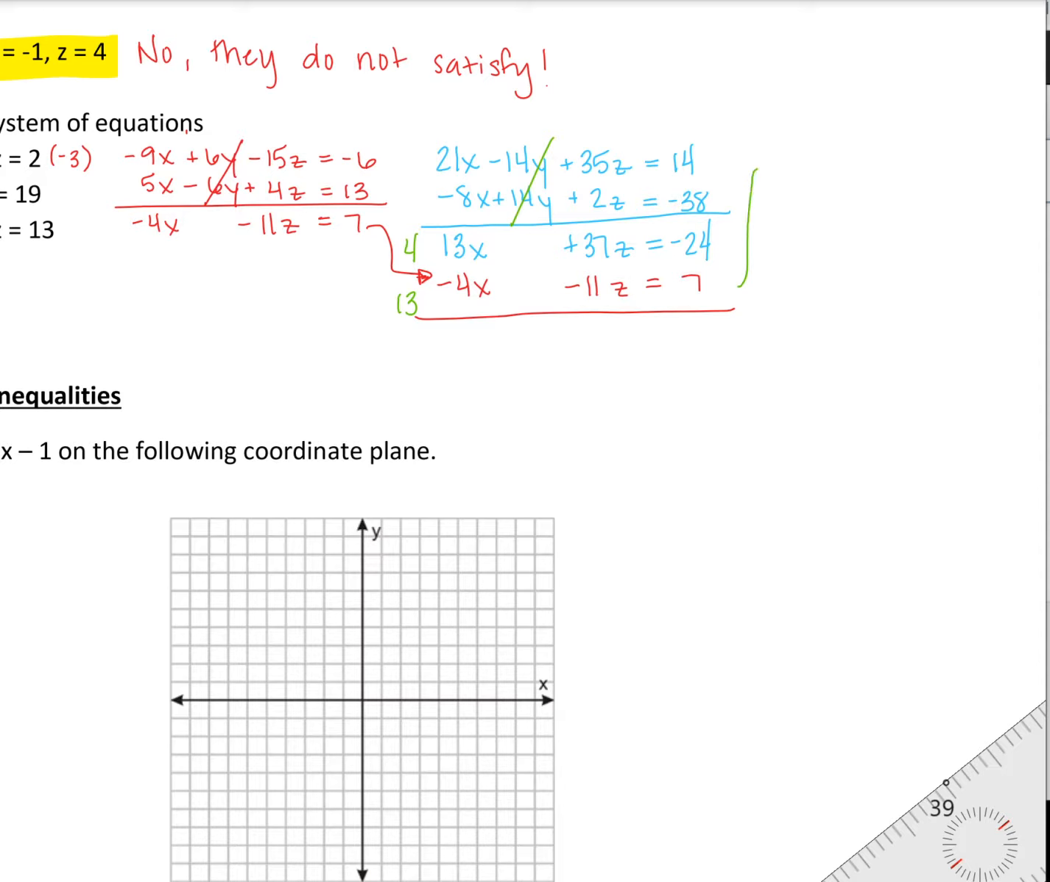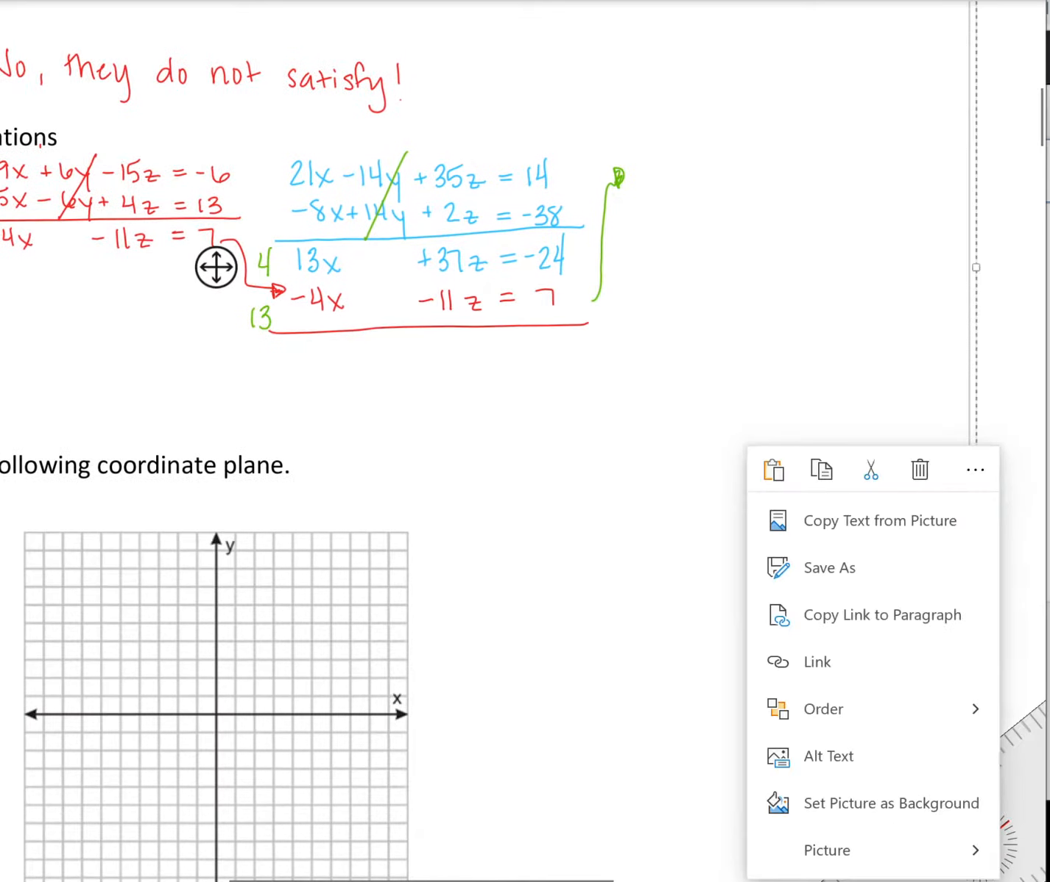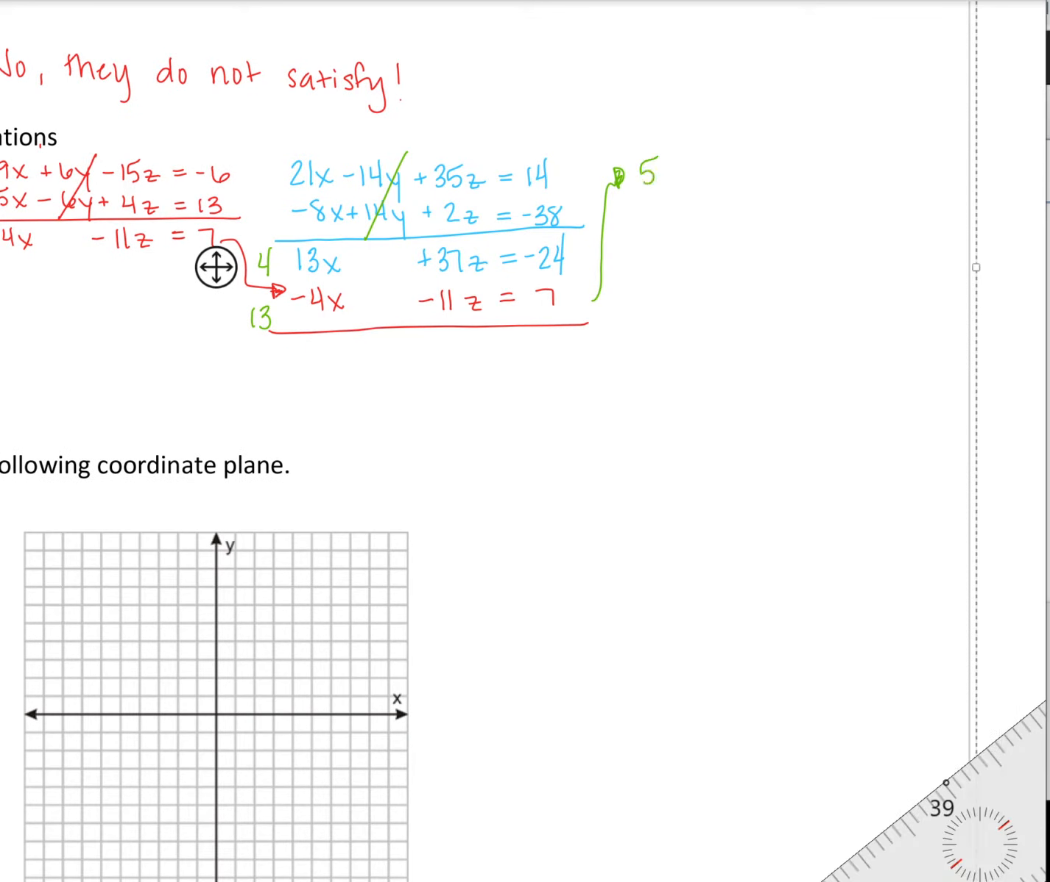Now, the work, I'm going to bring it up here so I don't run out of space. 4 times 13 is going to give me 52x. 4 times 37 is going to be 148z equals -96. All right, now I'm going to distribute that 13. So I'm going to get -52x minus 143z, and this equals 91.